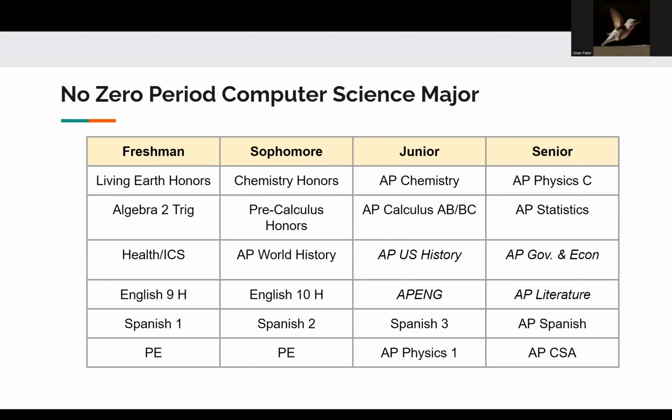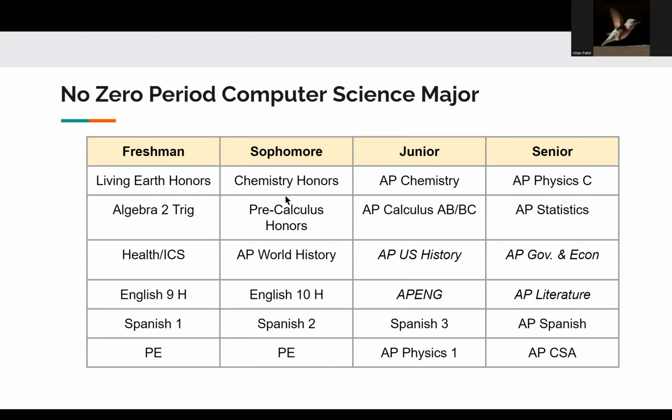As a sophomore, all the courses pretty much stay the same. There are honors courses, and then specific to junior year, for a computer science major, you would be taking AP Physics, AP English, AP US History, AP Calculus, which is recommended for computer science, and AP Chem. All the AP sciences are just examples. You can obviously take any other AP or any other class you want.